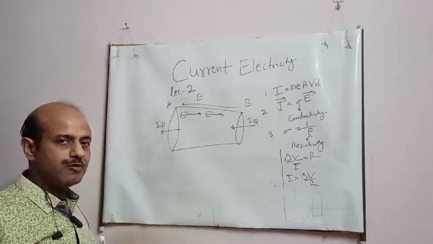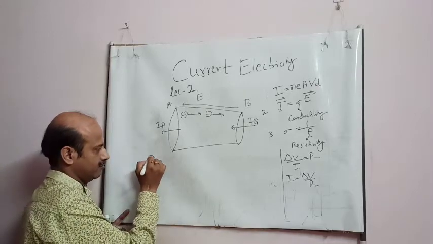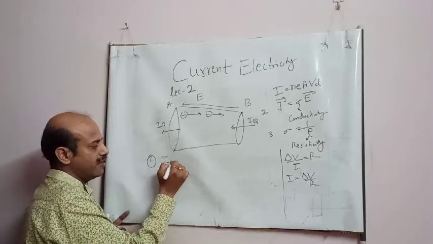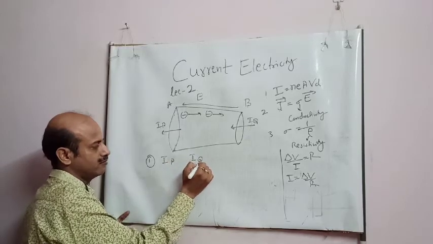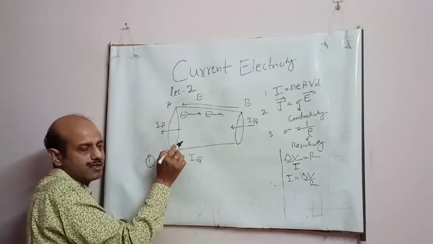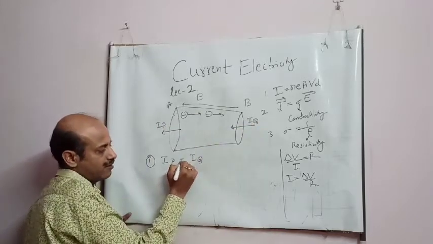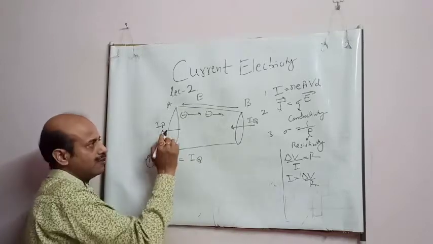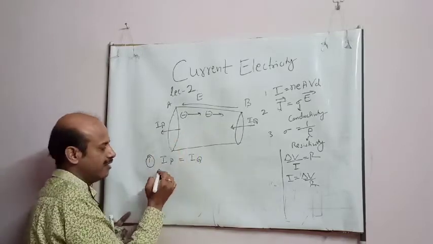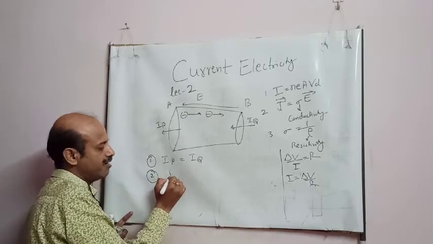Now some questions based on this. First question: which current is greater, IP or IQ? If you see this, how much charge is in this part? The same charge will come out from here. So the current will be the same, the same current in both sections. Now second question: current density.